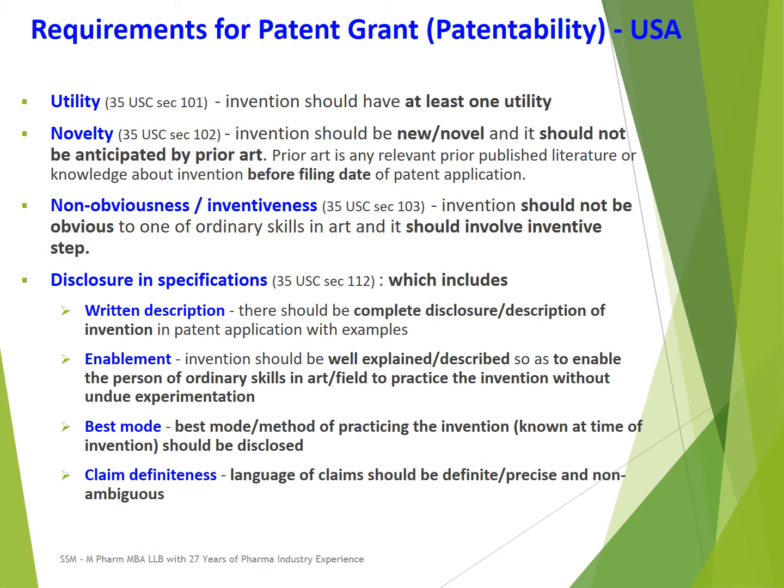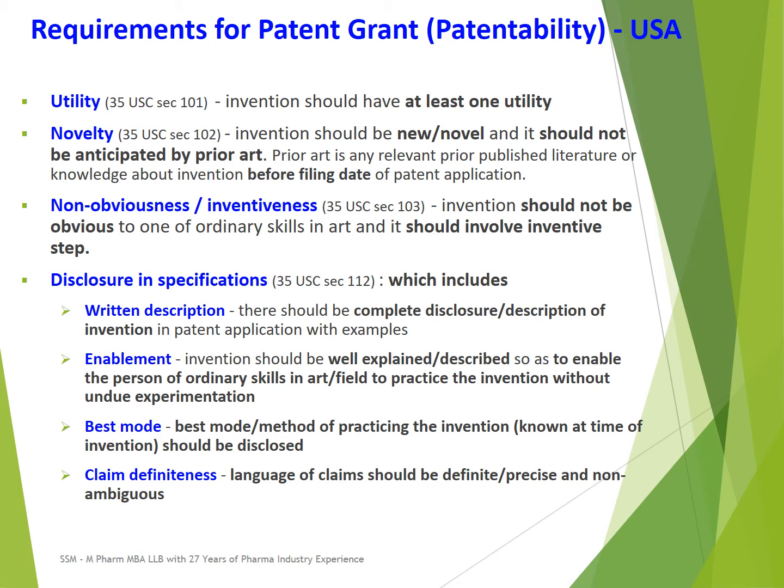Third requirement is non-obviousness or inventiveness. Invention should not be obvious to one of ordinary skill in the art, and it should involve at least one inventive step. The ordinary skill in the art is the person who is skilled in that field. Like in case of chemical invention, the person of ordinary skill in the art will be a graduate in chemistry or in chemistry field. So invention should not be obvious to one of ordinary skill in the art.